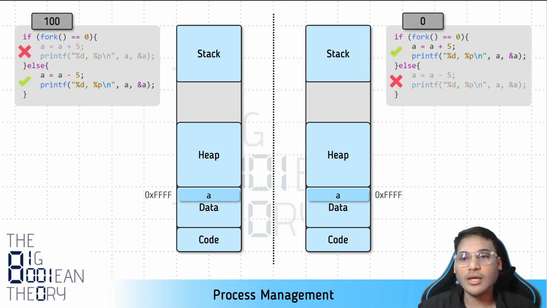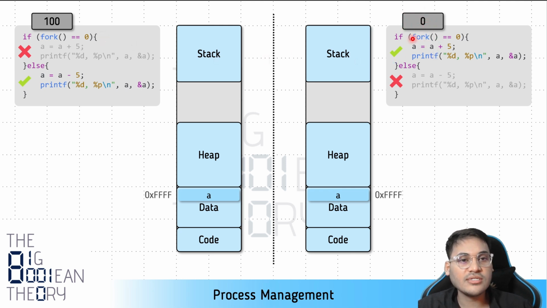So now, as you can see, what will happen after the fork system call? When the fork system call returns, it will return a value. In the case of the parent process, it will return the process ID of the child process. And let's just assume that the process ID of the child process is 100. So in the parent process, the value returned will be 100. In the child process, it will be 0.